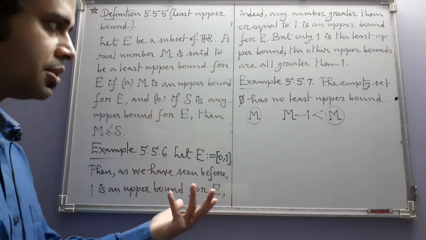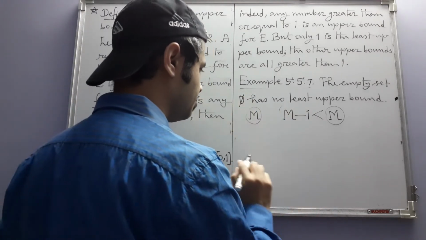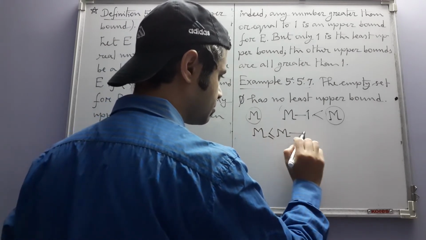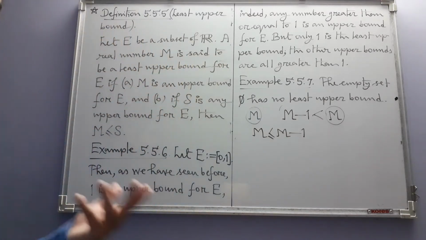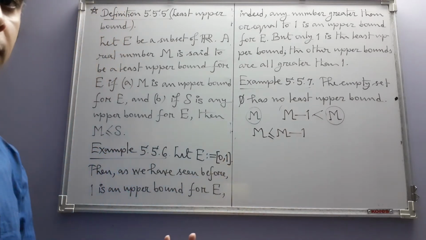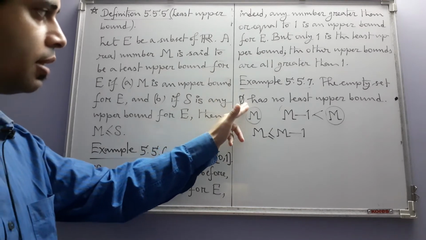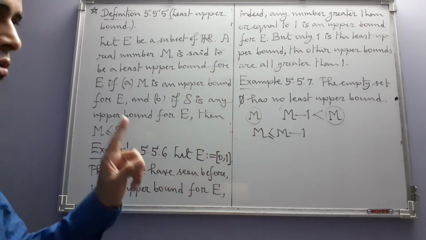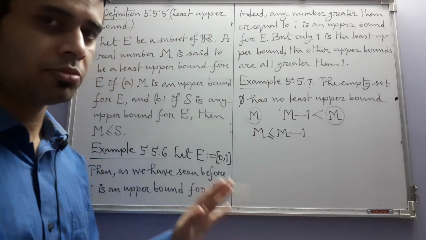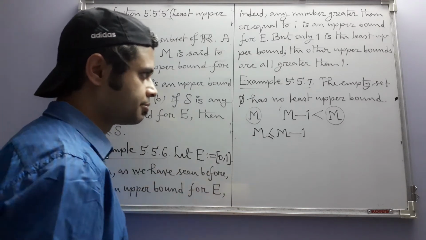Since M is a least upper bound and M minus 1 is an upper bound for the empty set, we should have M less than or equal to M minus 1. But at the same time, we have this. So trichotomy is violated. That's why the original supposition is wrong, that is, the empty set cannot have a least upper bound. Note, however, that it has upper bounds, and in fact every real number is an upper bound for the empty set. This is an extreme case, but nonetheless it's the case.